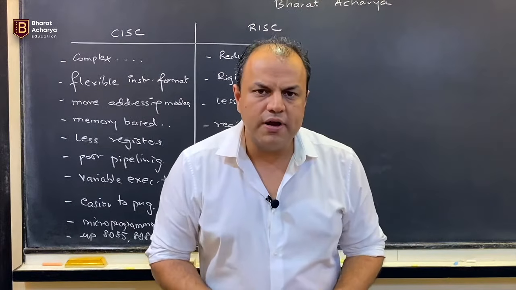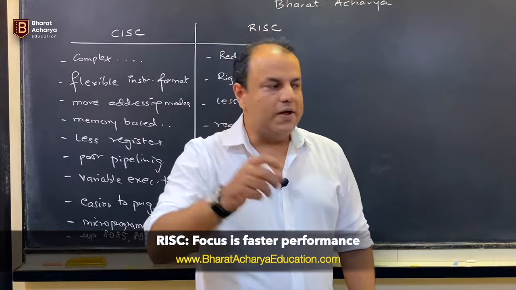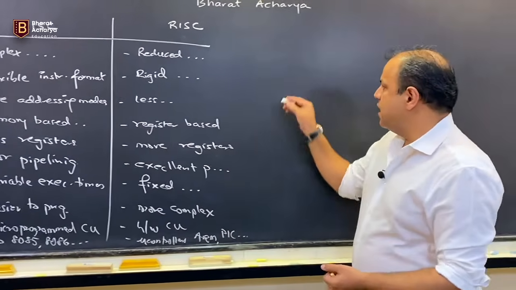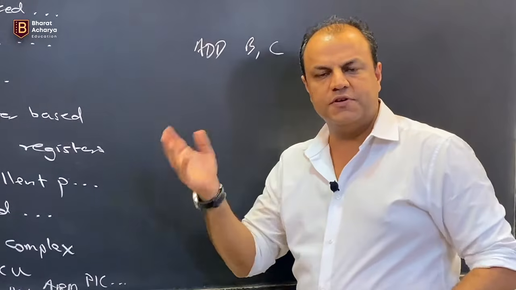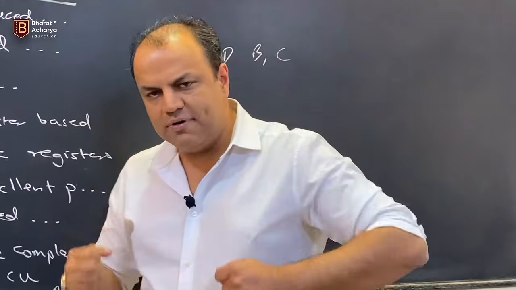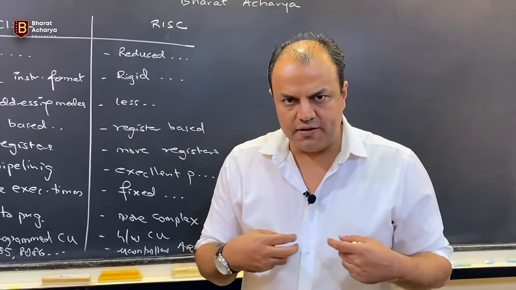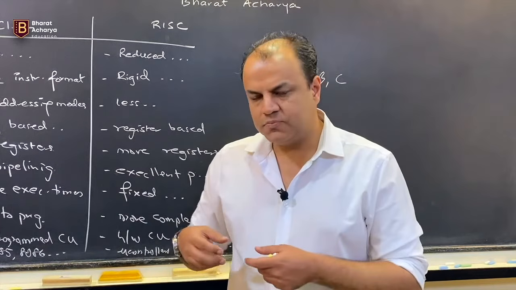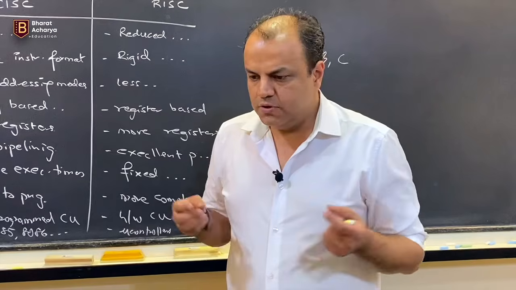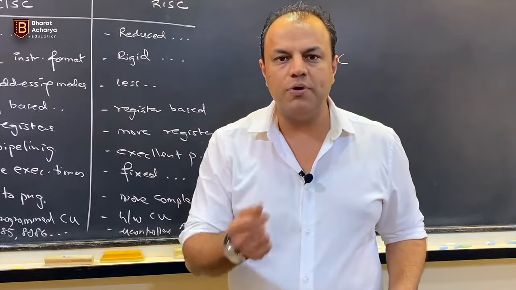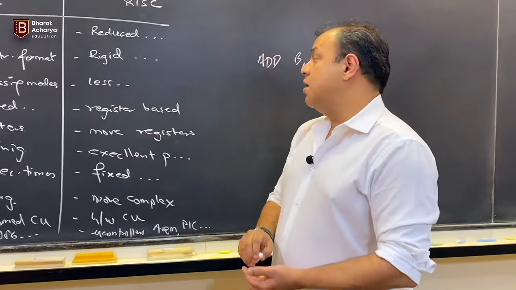So what do you get by this rigidity? You get faster performance. When you say, I'm doing add B, C, let's say B and C are registers. Now if you evaluate how this operation will be performed, B and C are two registers present inside the processor. Addition will be done by the ALU. ALU is also present inside the processor. So the whole operation is internal, so it will take one cycle. Standard, one cycle execution time.